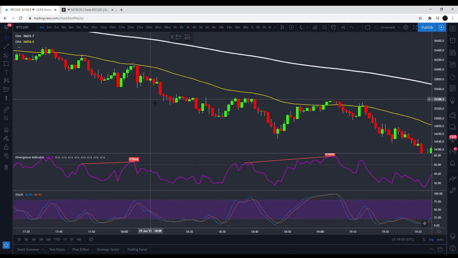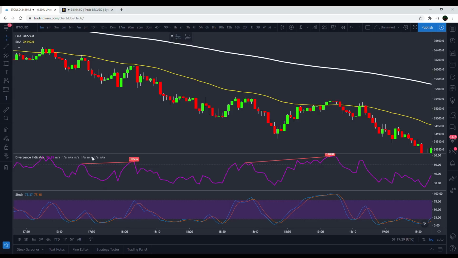So when price is below both the 200 period EMA and the 50 period EMA, you're only looking to take short positions. When price is above both the 50 and the 200 EMA, you're only looking for long positions. The first thing you look for is the hidden bearish divergence if price is under the 200 EMA, and if it's above, you're looking for hidden bullish divergence.